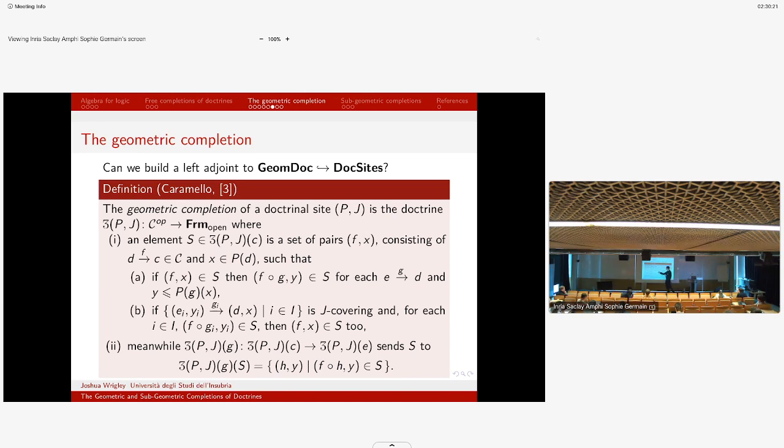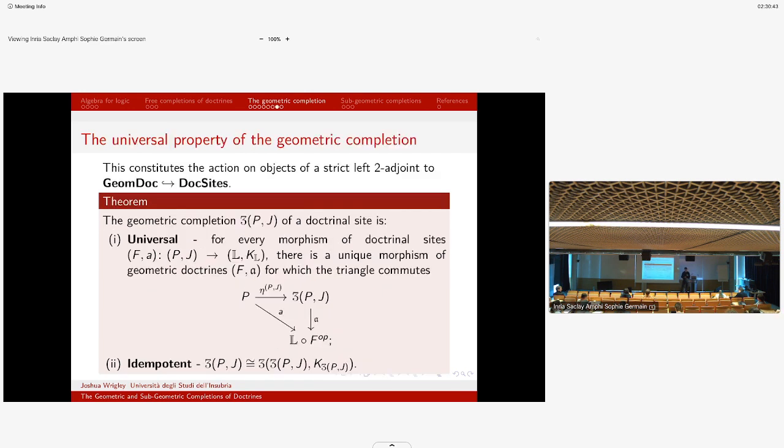that if I ever have a J-covering sieve where everything in the domain is contained in my set S, then the thing in the codomain should also be contained in S, this J-closed condition. And then again, my action on the fibers is the same one as before. And so this defines our action on objects of a strict left 2-adjoint to this inclusion.